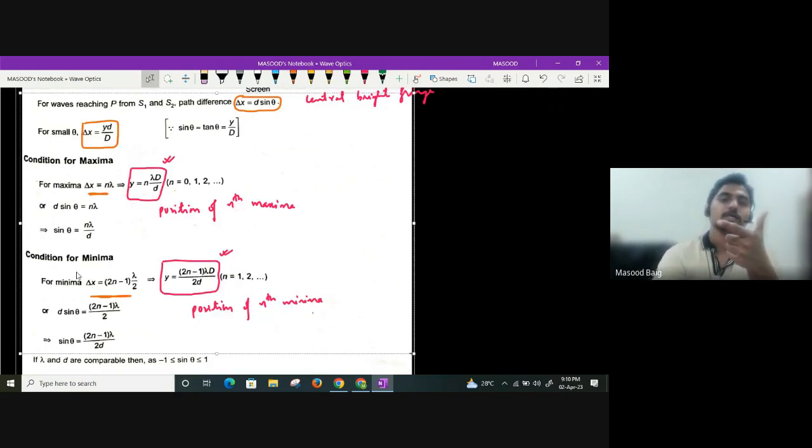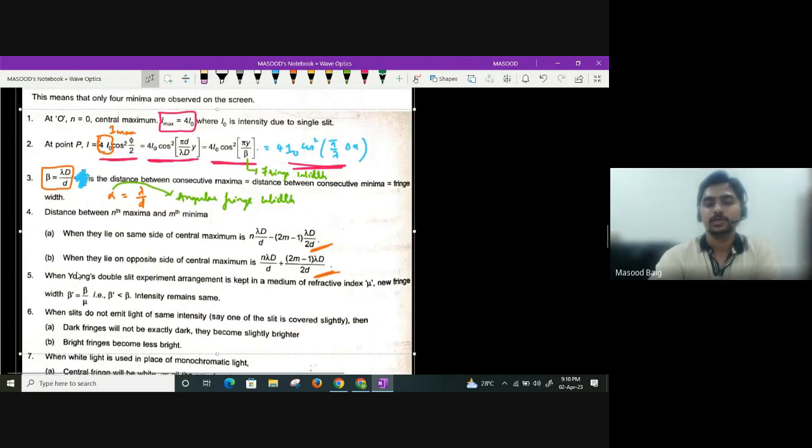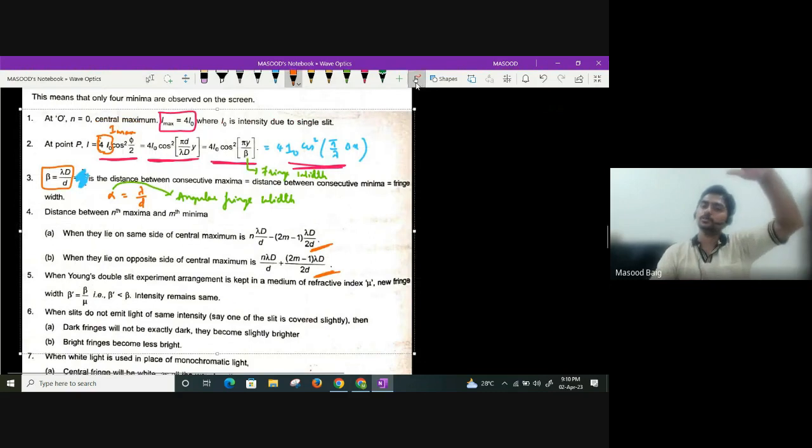Right. So they will ask you what is the distance between the fifth maxima and second minima. So can you locate the fifth maxima and second minima? Yes. If they are lying on the same side of central maxima, then in order to find the distance between them, you will subtract both of them. If they are lying on the opposite side, in order to find the distance between them, you are going to add both of them, guys.